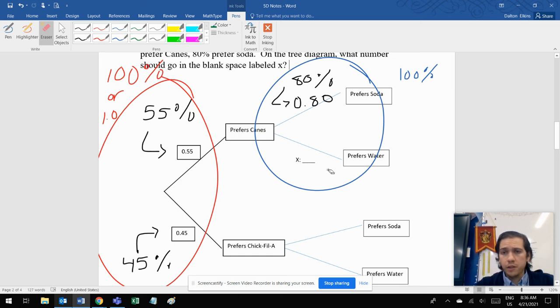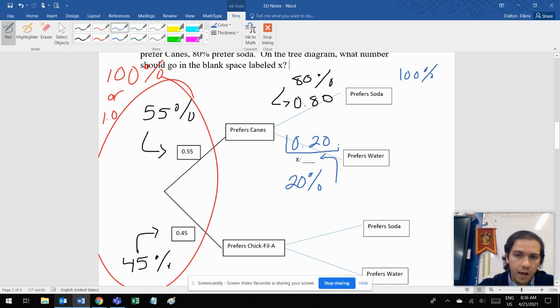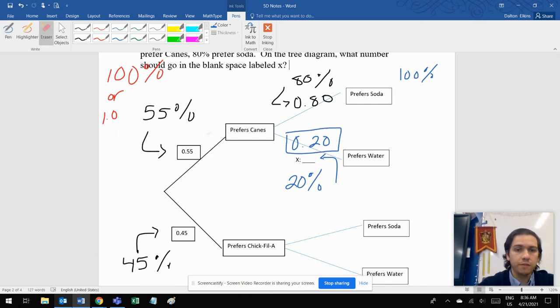80% plus what percentage equals 100? Well, 80 plus what equals 100? And some of you are probably screaming at your computer, 20. Dude, it's 20%. So I know 20% should go here, which means what decimal should go there? Well, same rules apply, right? I'm going to drop the percentage symbol and I'm just going to write 0.20. That would be what goes in that spot there.